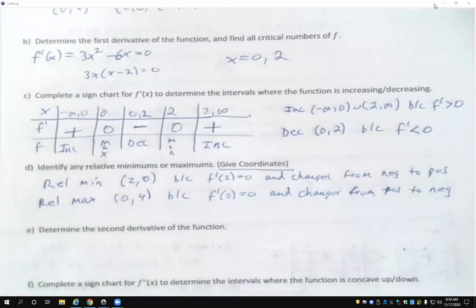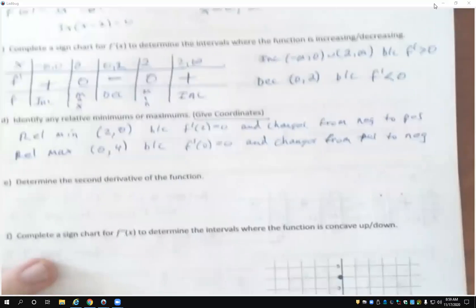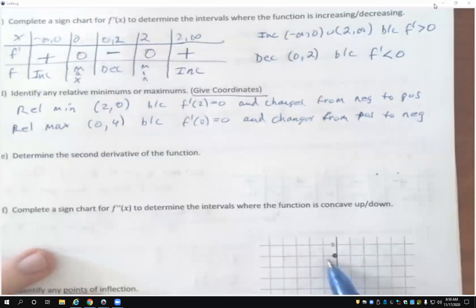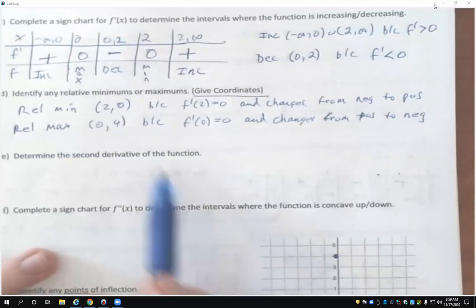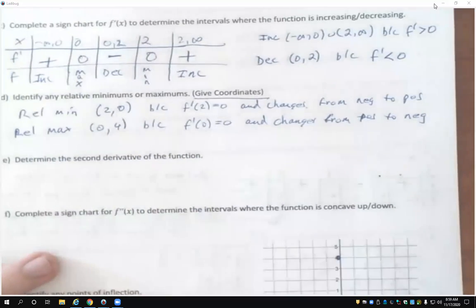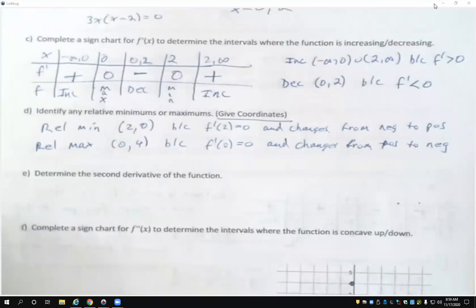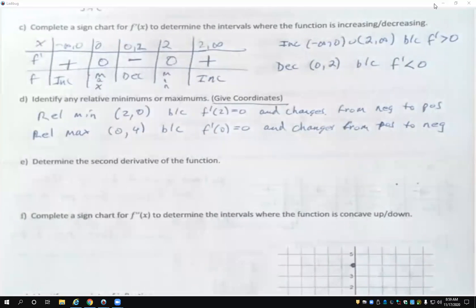Okay, those are points that are going to be on my graph of f of x. So I'm going to go ahead and go down to my graph and plot those really quick. (2, 0) and (0, 4) are already plotted, because (2, 0) was my x-intercept and (0, 4) was my y-intercept. So we kind of lucked out in that case that they're not different points. So it'll make the graph a little easier.